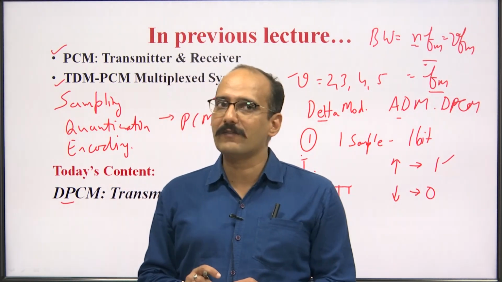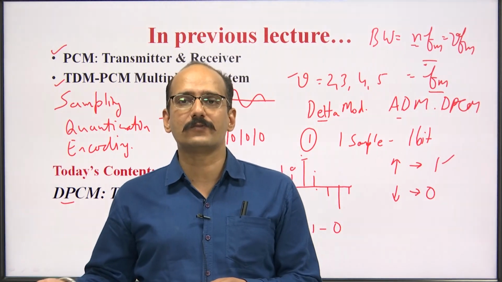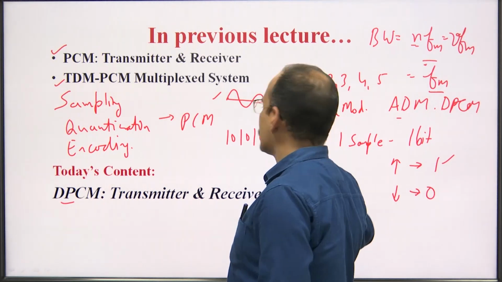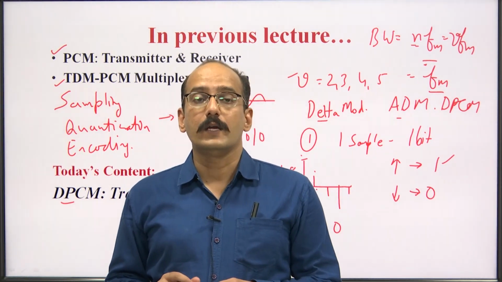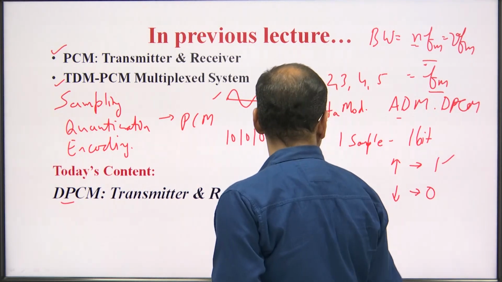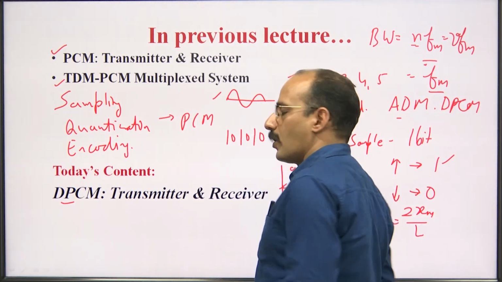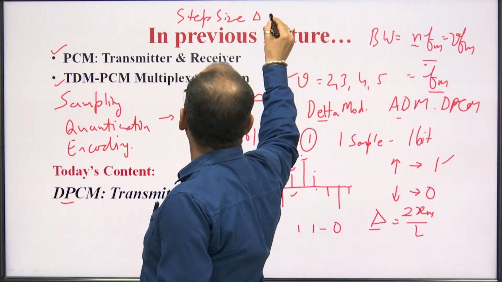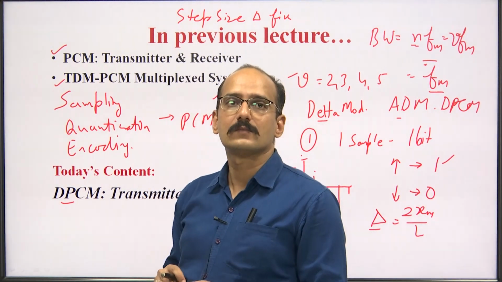You can understand one point here: for each sample we send only one bit. If the sample is increasing, 1 is transferred; if the sample is decreasing, 0 is transferred. The only function used in delta modulation is the comparison of the present sample with the previous one. But in this complete process, the step size delta, which I told you is 2xm upon L, where L is the number of levels, is fixed in PCM and delta modulation. But due to this fixed step size, what will happen?